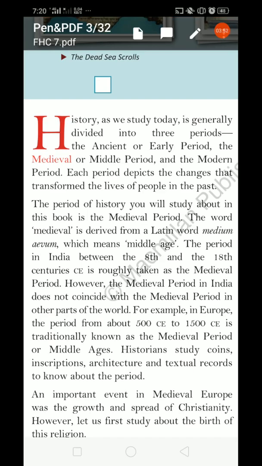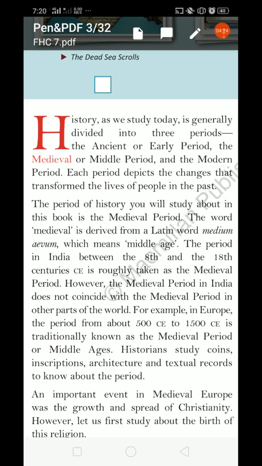3 periods. Each period depicts the changes that transformed the life of the people in the past. Each period shows what changes took place in the people's living style. For example, today's dressing sense is totally different from past dressing sense.